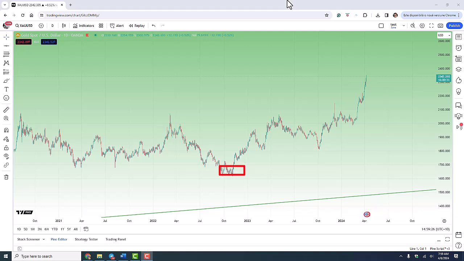False break, first leg up, correction, confirmation of support, new leg up, correction again, confirmation of support. So, with this in mind, we know that we want to buy. For this, we refine to a smaller time frame.